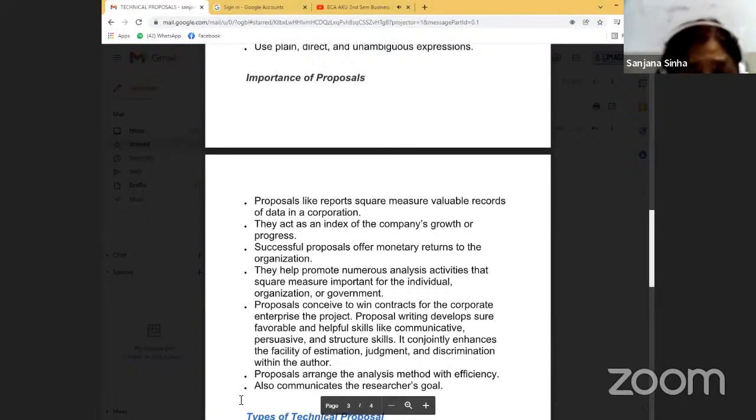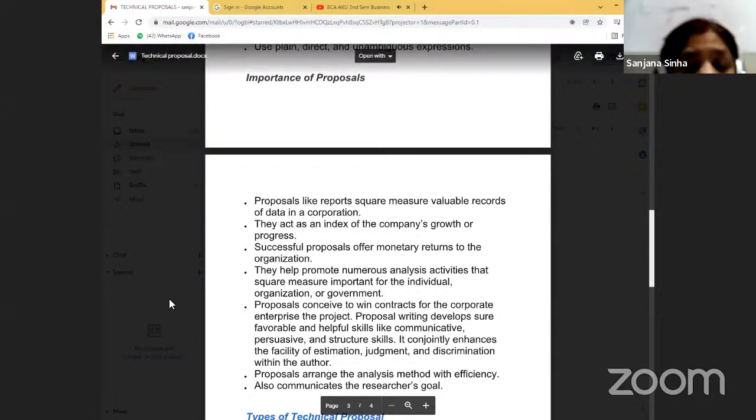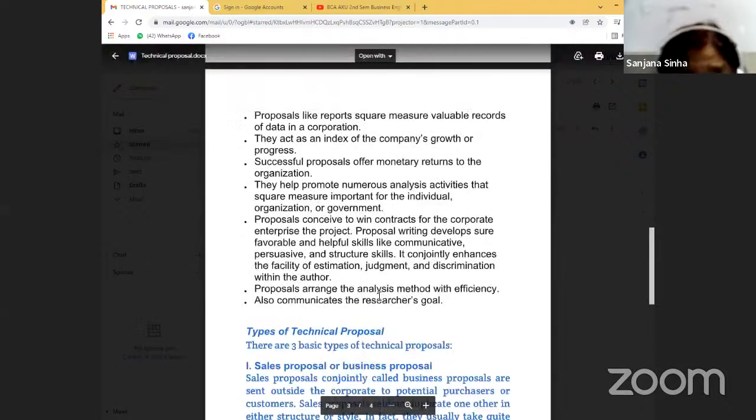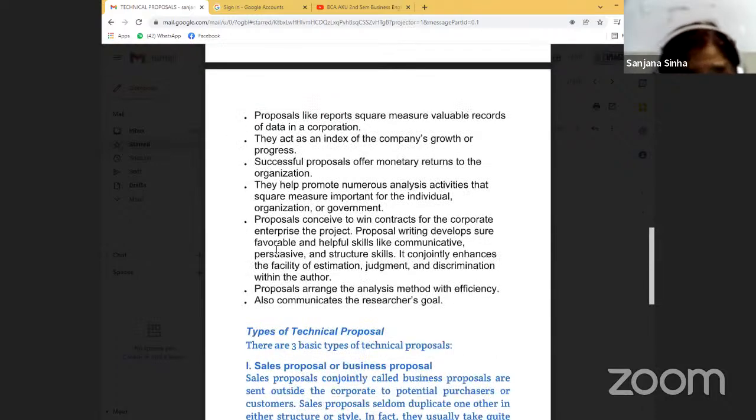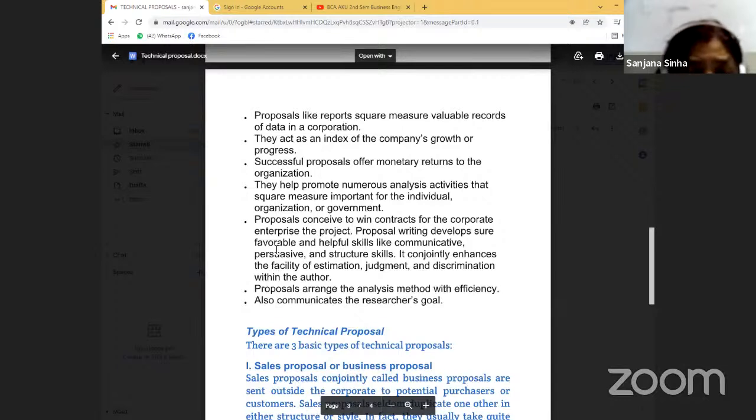Proposal writing develops short, favorable, and helpful skills like communicative, persuasive, and structural skills. Now, what is persuasive? You write in such a way so that the reader reads it and takes the decision in your favor. Persuasive, convincing. Another point is proposals arrange the analysis method with efficiency. Also communicates the researcher's goal. That is why it is important.